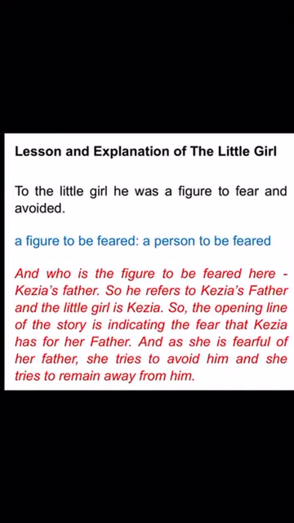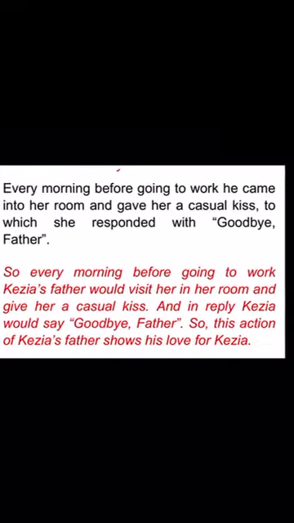So here I start with the lesson with the first sentence. "To the little girl, he was a figure to be feared and avoided." Now, a figure to be feared, what does it mean? It means a person to be feared. And who is the figure to be feared here? Kezia's father. So he refers to Kezia's father, and the little girl is Kezia. So the opening line of the story is indicating the fear that Kezia had for her father. And as she is fearful of her father, she tries to avoid him, and she tries to remain away from him as far as possible.